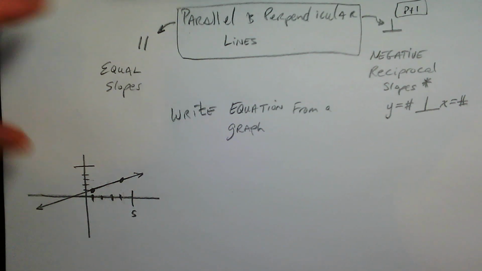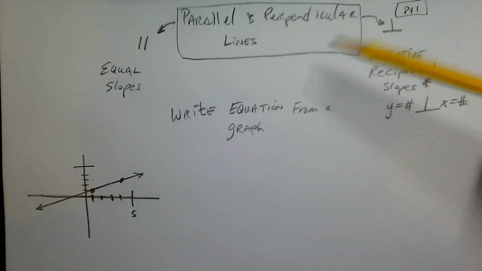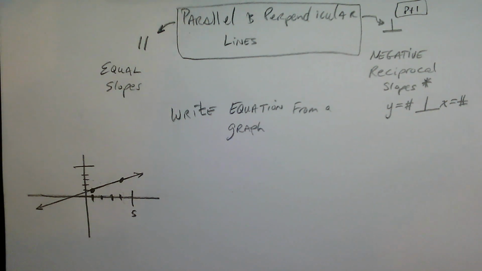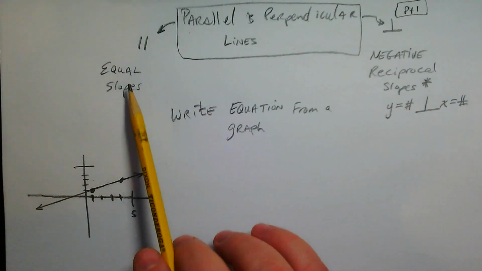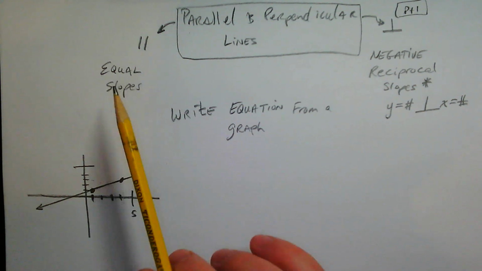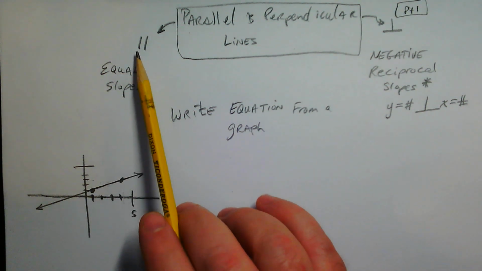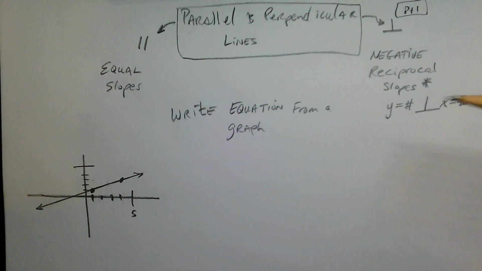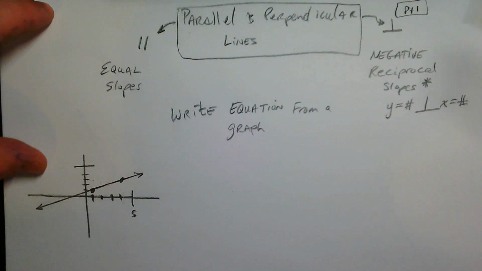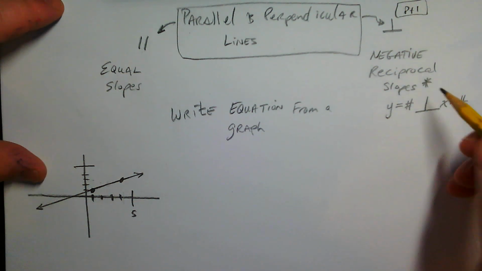Alright, we're going to do a crash course real quick in parallel and perpendicular lines, how to write the equation of one, all that kind of stuff. So first thing first, parallel: two lines that are parallel will have the same slope. They're going to be equal sloped. This symbol here means parallel. Perpendicular, this symbol means perpendicular. If you have two lines that are perpendicular, they're going to have slopes that are negative reciprocals.